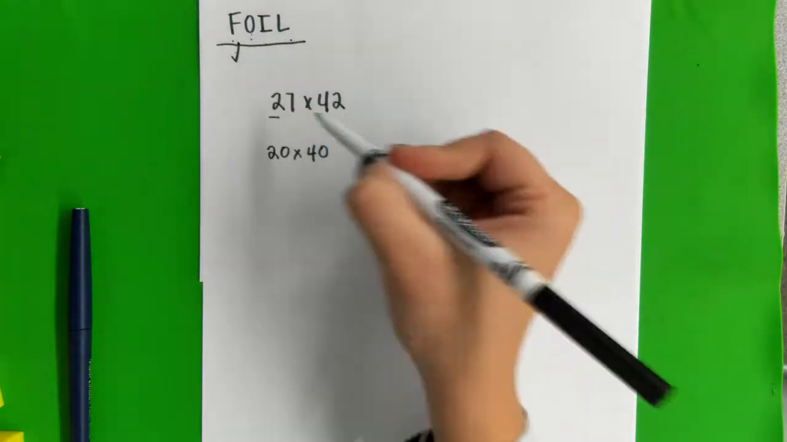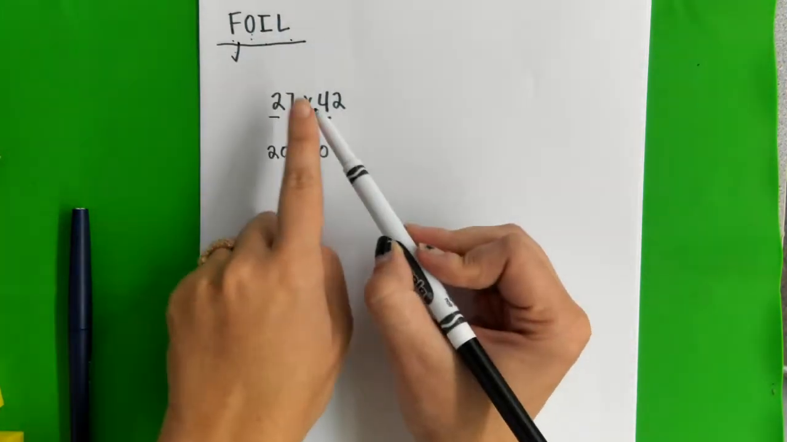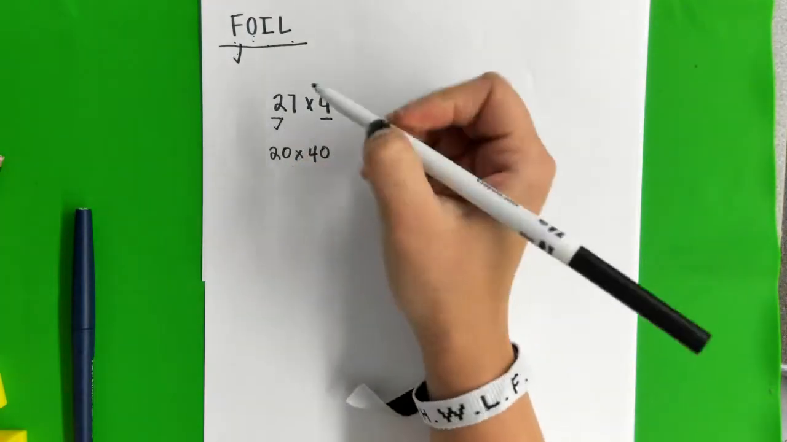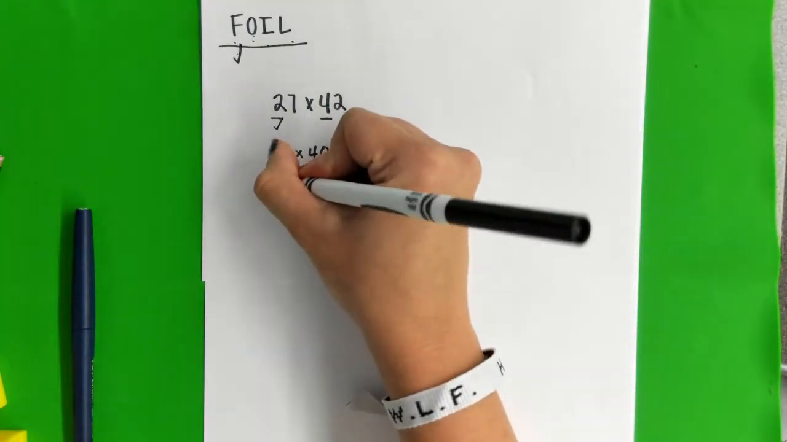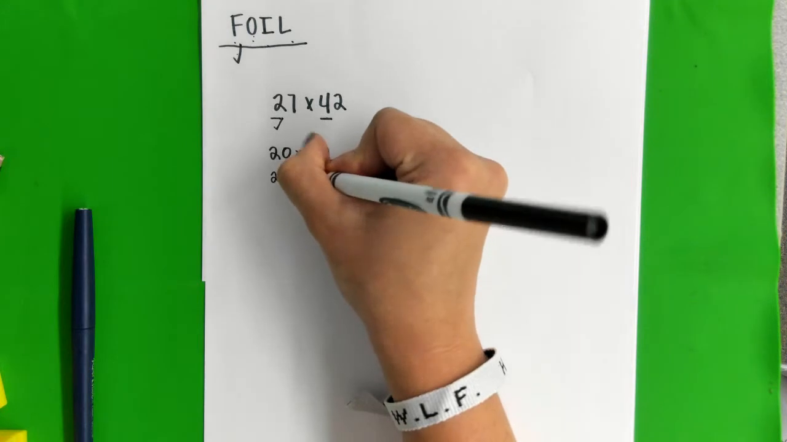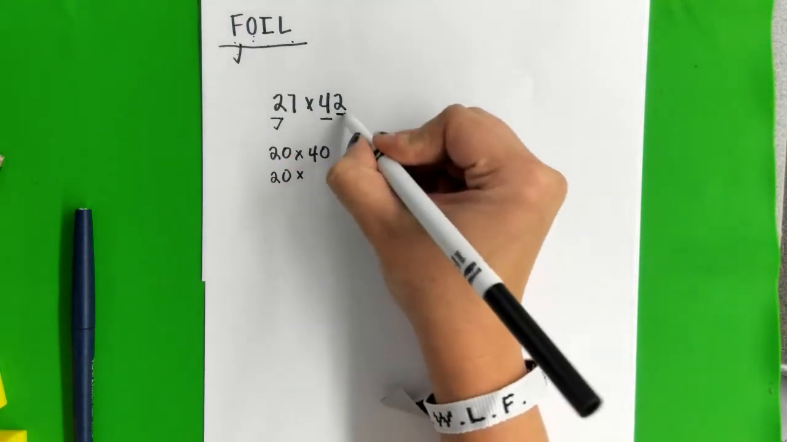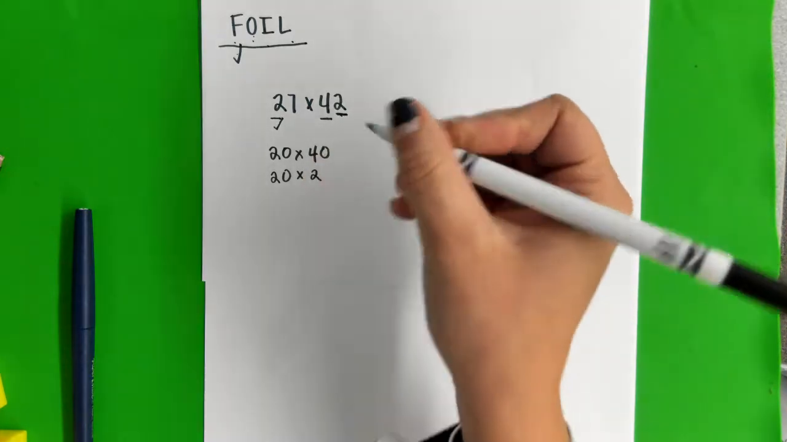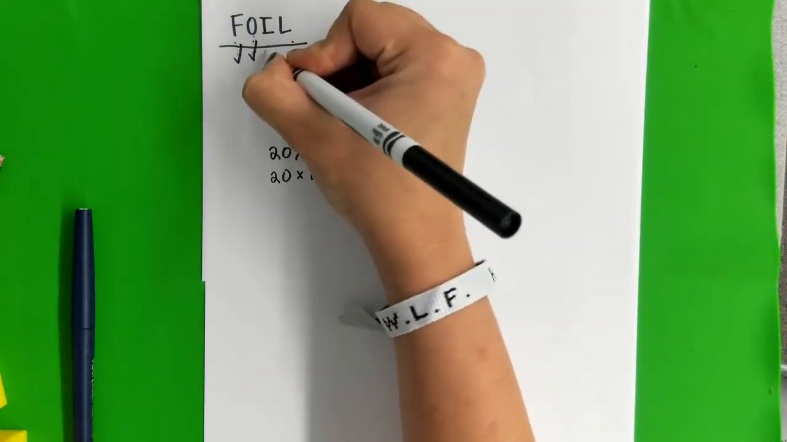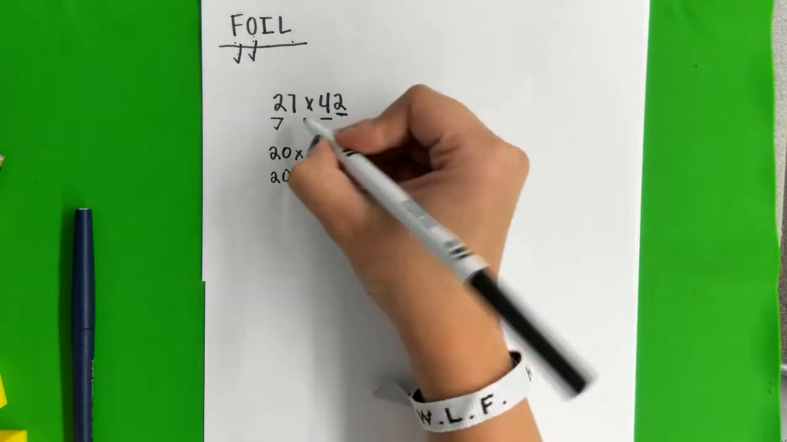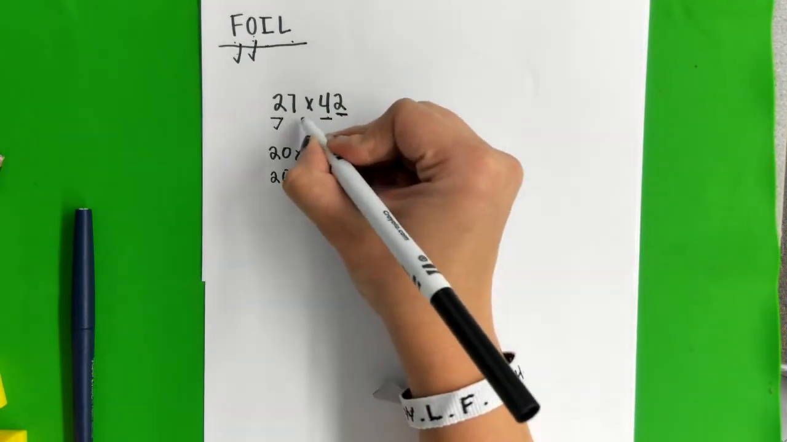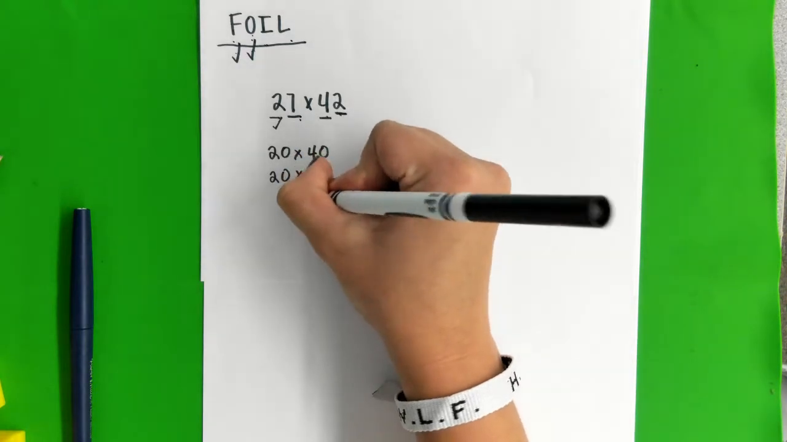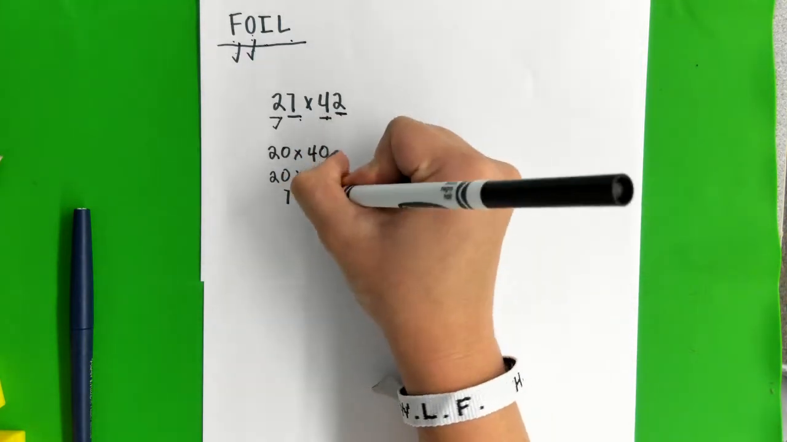Our outside numbers. These are going to be the numbers that are outside of our whole entire problem. So we have a 2, which is in the tens place again, so it's a 20. And then we have another 2, but this one is in the ones place, so it's just 2. Okay, we did outside, now we're going to do inside. These are the numbers that are inside of our problem. We have a 7 in the ones place, times a 4 in the tens place.